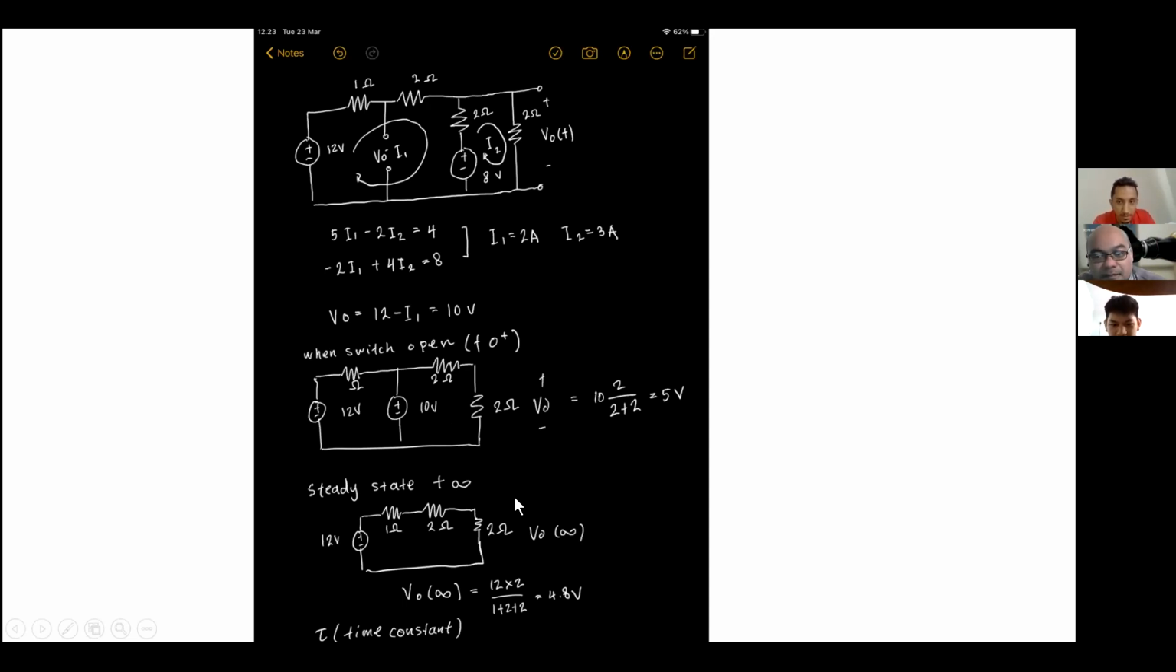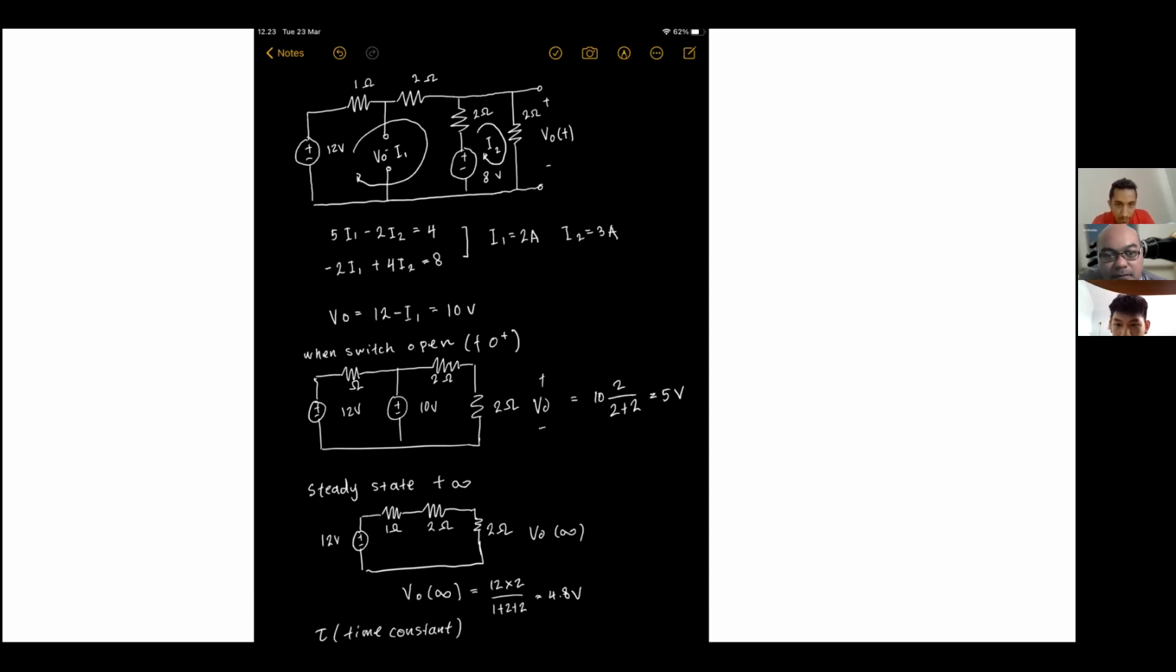At time infinity, that means until steady state, the capacitor will not give out any power anymore. So we will dismiss the capacitor here. So the circuit becomes this one. So the only thing powering the circuit is the 12 volt source.